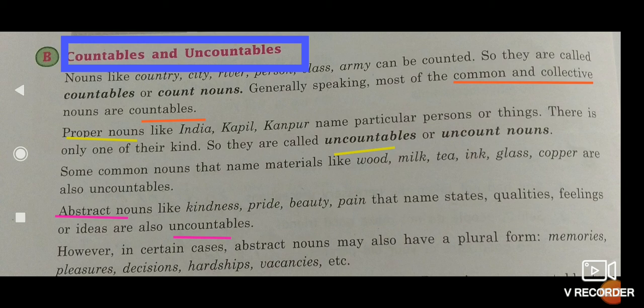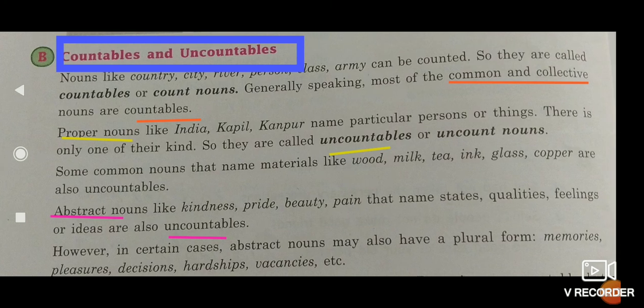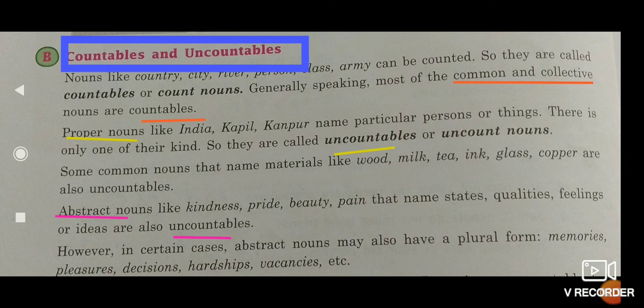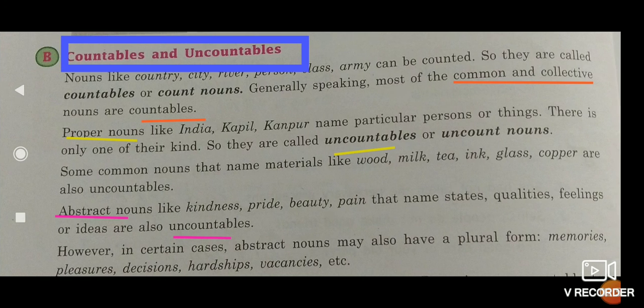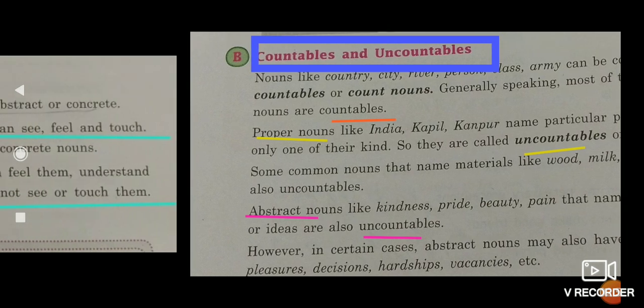If it can be counted, then we will say it is a countable noun. If we can't count it, then we will say it is an uncountable noun. Now, abstract noun is also generally uncountable, like pride, beauty, pain. We can't count them. But there is an exception to this rule also. There are some abstract nouns which have a plural form, so they come under the category of countable noun also.